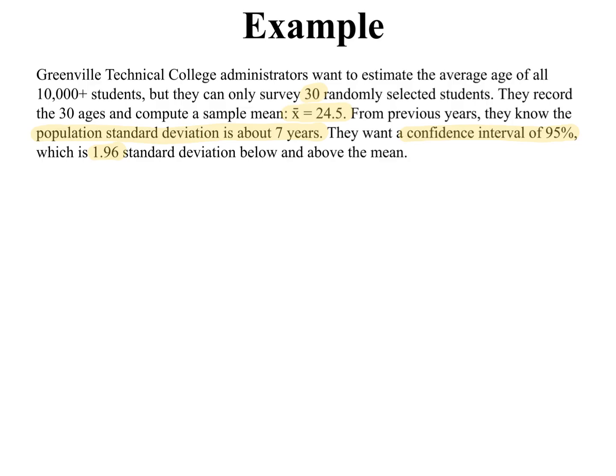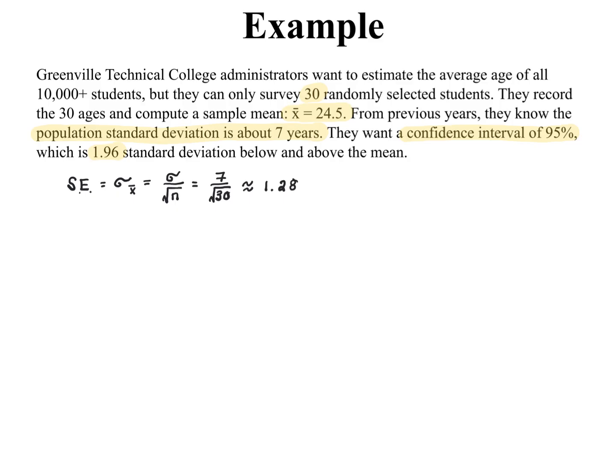So let's start by computing the standard error, which is sigma sub x bar, because it's a standard deviation. It's a theoretical standard deviation of the sampling distribution of sample means, and it's equal to the standard deviation of the population divided by the square root of n. So we're given that the standard deviation of the population is about 7 years, and n is 30, so it's the square root of 30. And this calculates out to be approximately 1.28.